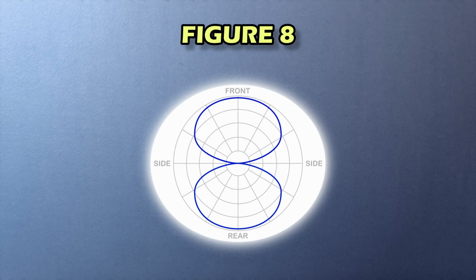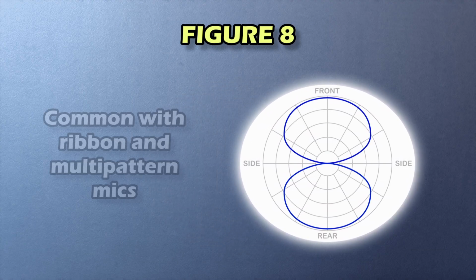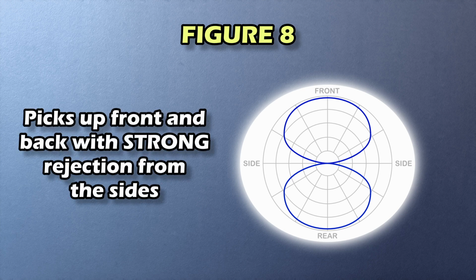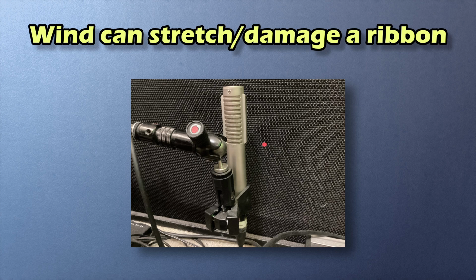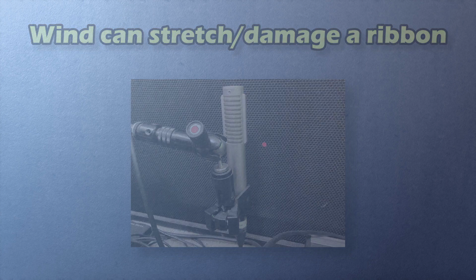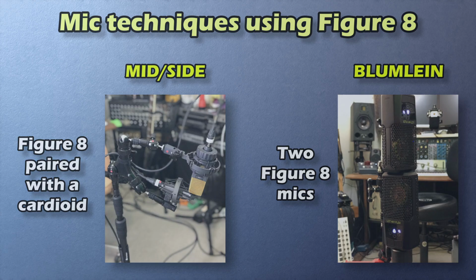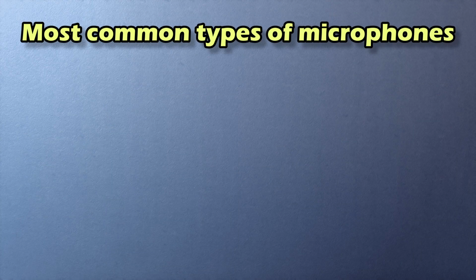The final pickup pattern I'd like to talk about is the figure 8. Nearly every ribbon mic has a figure 8 pattern, and most multi-pattern mics can switch to a figure 8 pattern. That's a pattern that picks up strongest in front and in back of the mic, and rejects sound from the sides, top, and bottom. Ribbon mics can be damaged by wind, since too much blowing air can stretch out and damage the ribbon. Figure 8 patterns are useful with several mic techniques like mid-side and Blumlein, which we'll cover in future videos.